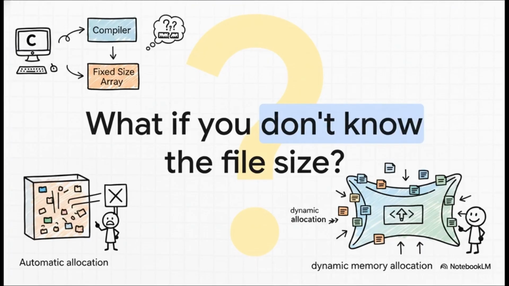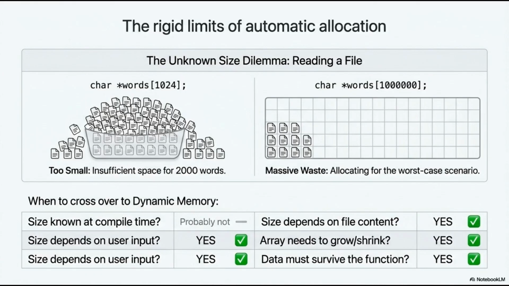This brings us to a huge question. What if you don't know a file's size? When you compile C code, the compiler strictly demands to know exactly how big your automatic arrays are going to be. But practically speaking, how could you possibly know the size of a text file a user is going to upload before they actually upload it? So you end up playing a guessing game. And guessing array sizes leads to two terrible outcomes: not having enough space, or wasting massive amounts of memory.